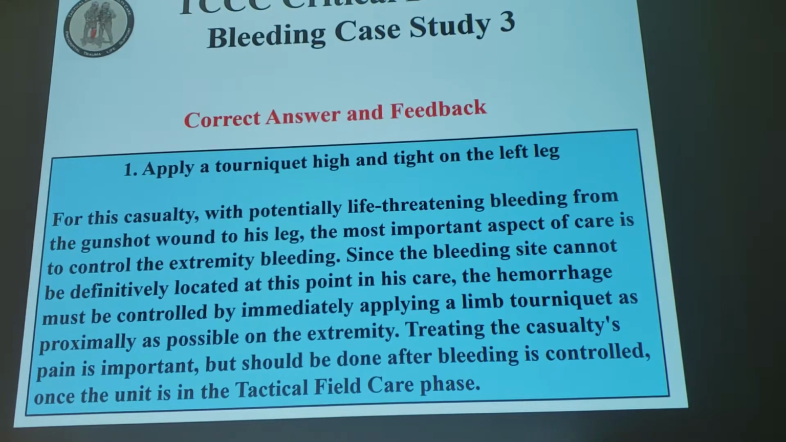Treating the casualty's pain is important, but should be done after bleeding is controlled, once the unit is in the tactical field care phase. At which point should you be giving pain medication? In March, pause.